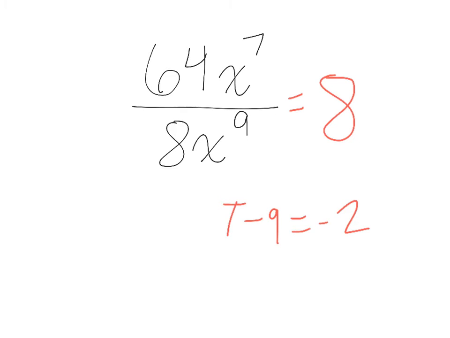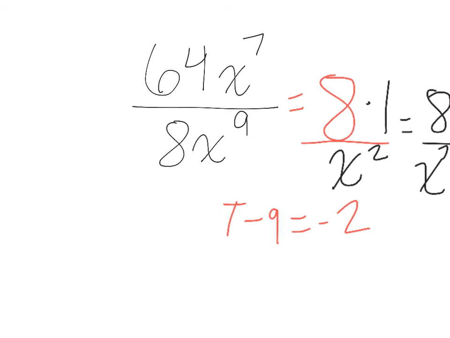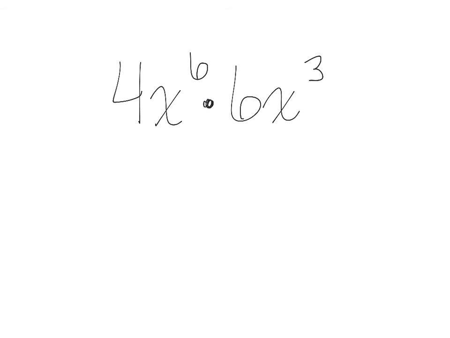So because it's a negative 2, my answer is going to be 8 over x squared, because remember, anytime you have a negative exponent, you rewrite it as the denominator with a positive exponent. Yes, your numerator really is always going to be 1, so I could put a 1 right here, but 8 times 1 is just 8. So that's why your final answer is 8 over x squared.